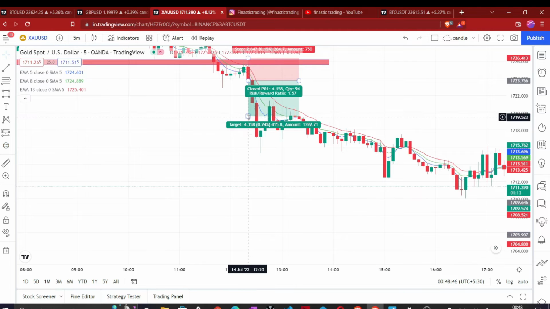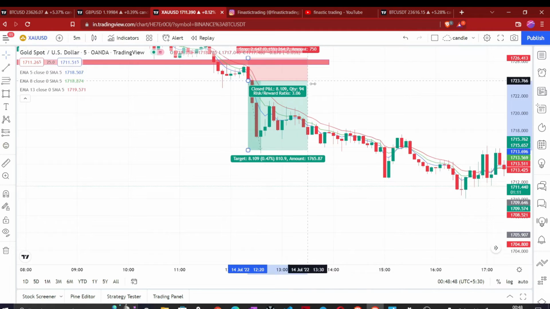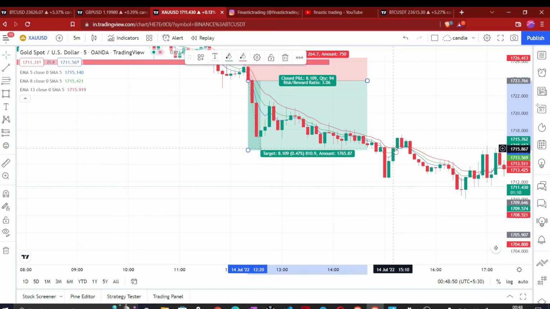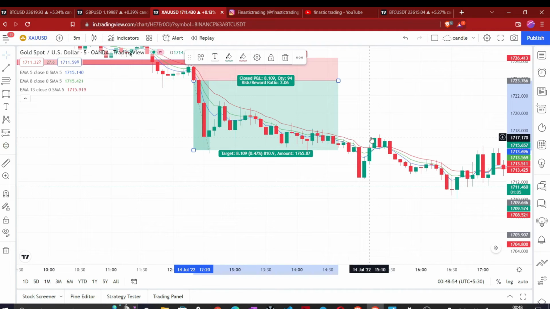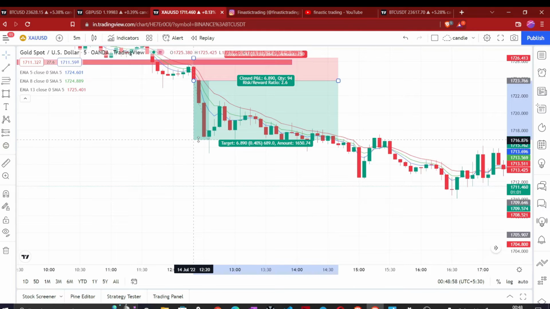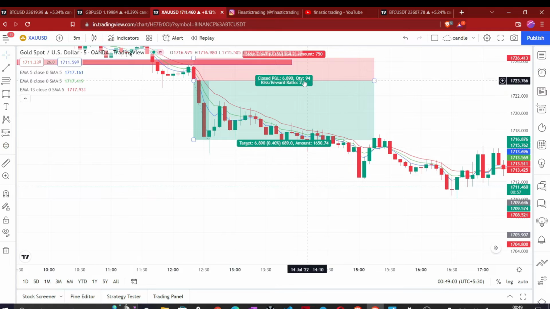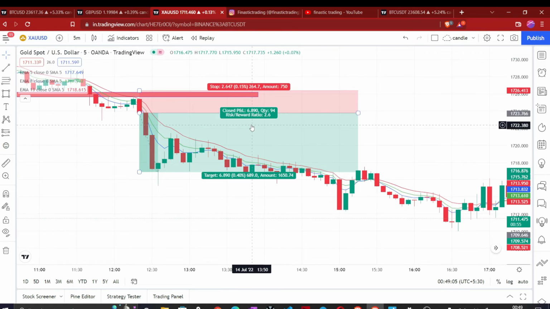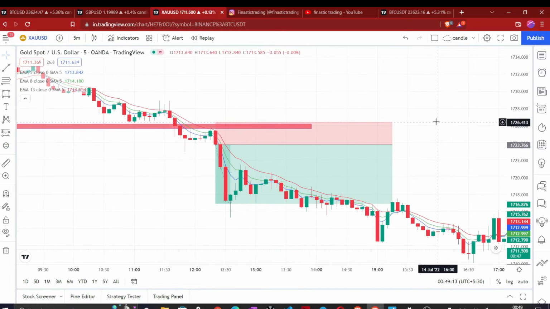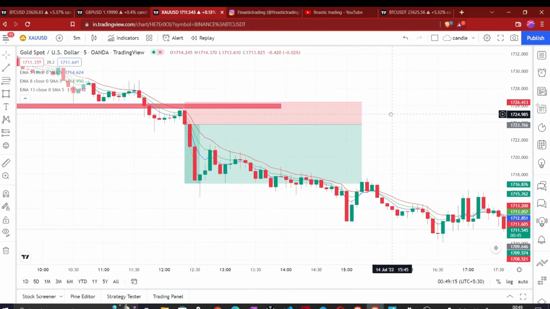Now you ride the trade till the candle closes above the red, which is 13 EMA. So this is where the price closed above the EMA. So there you go, guys. It was still a good trade. You got a 2.5 risk, 2.66 actually, a good risk reward ratio. So yeah, this was a good example as well.